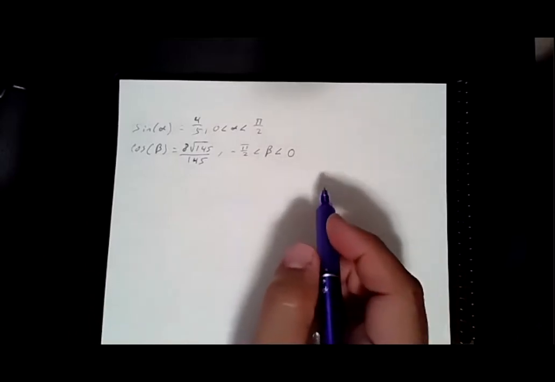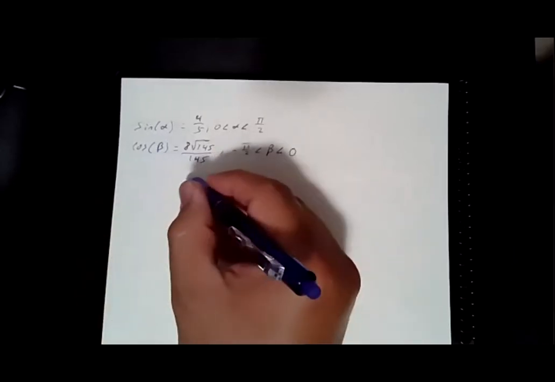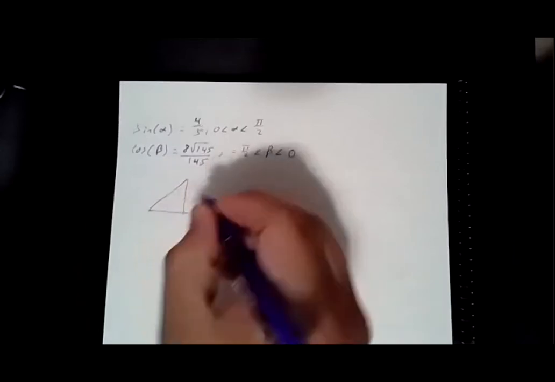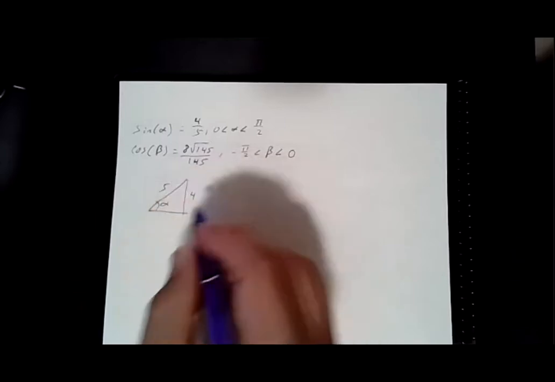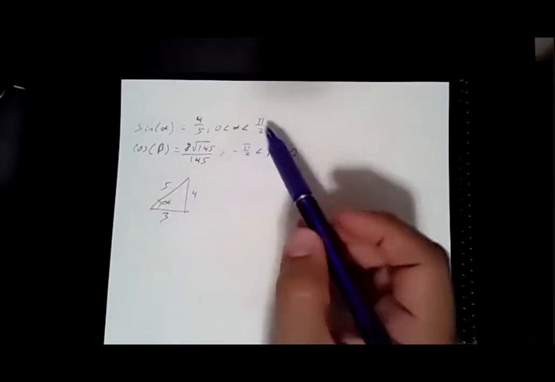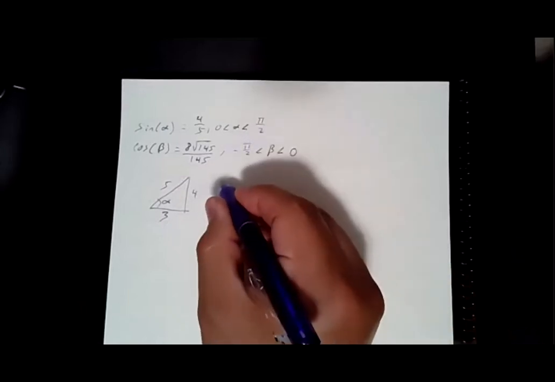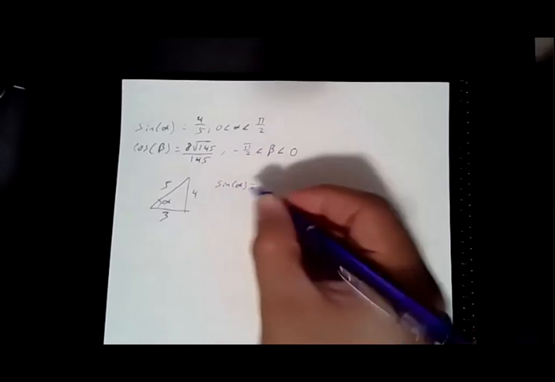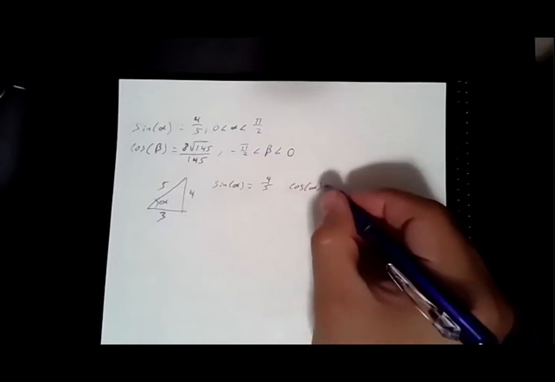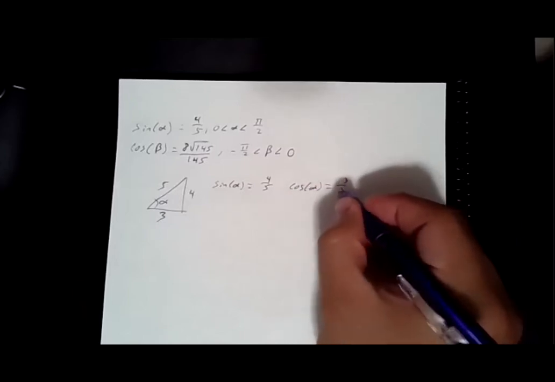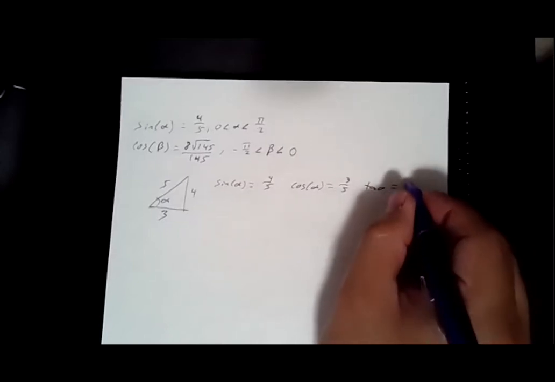Okay. So we're going to define two triangles for alpha and beta. Alpha is going to be 4 over 5, which means it's 3. It's one of the special triangles, quadrant 1, so they're all positive. Sine alpha is 4/5. Cosine alpha is 3/5. Tangent alpha is 4/3.